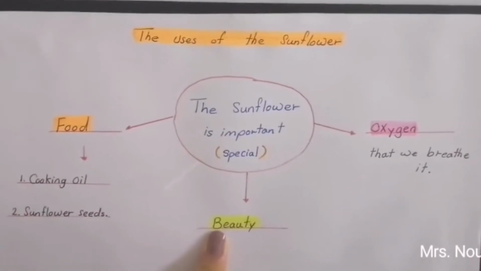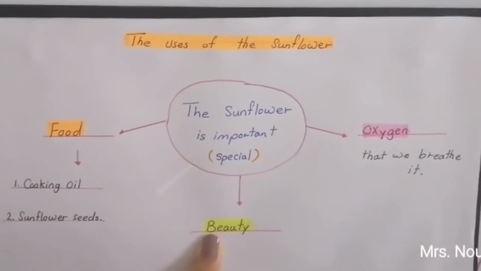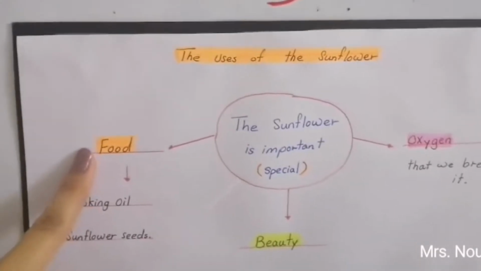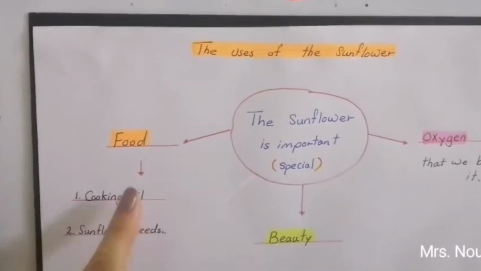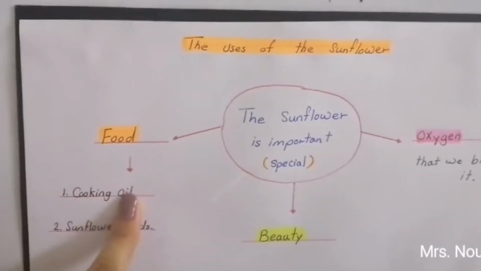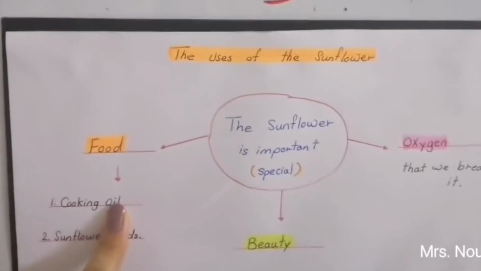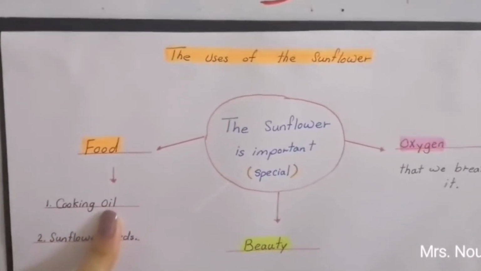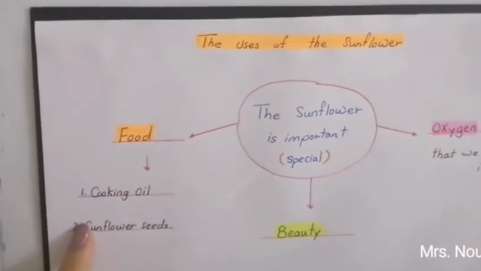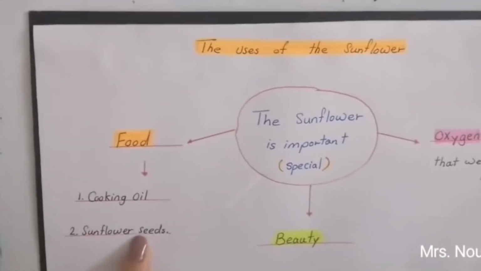We can get oil from the sunflower. This oil is used in cooking. We cook food with sunflower oil. Or we can get sunflower seeds. Sunflower seeds help us in our food, or it's a type of food.